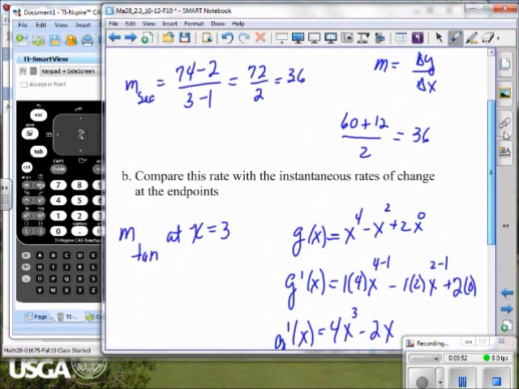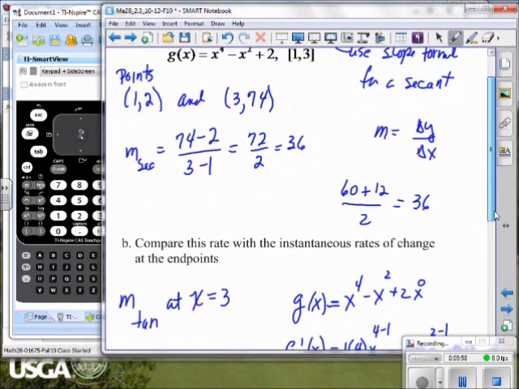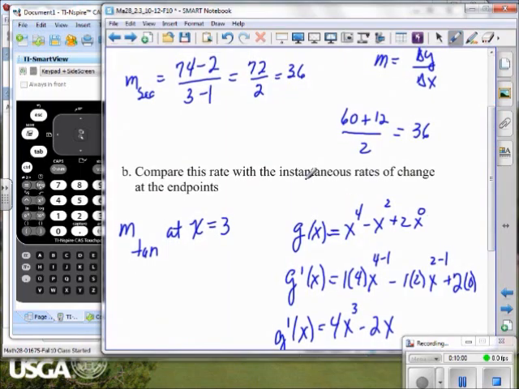Okay, let's go back and look at that problem. Find the average rate of change. You have to know it's a slope of a secant. It's the slope formula. Compute it. Instantaneous rate of change, it's a derivative. Those are the two main differences there. Okay.